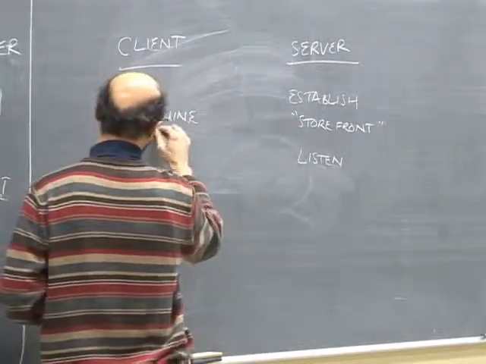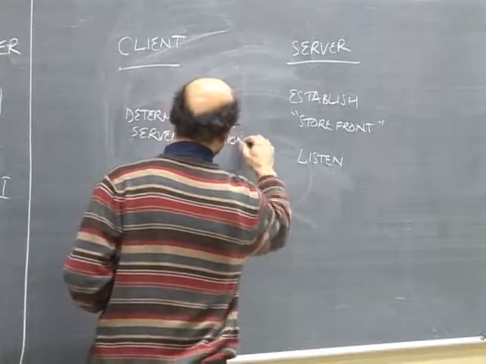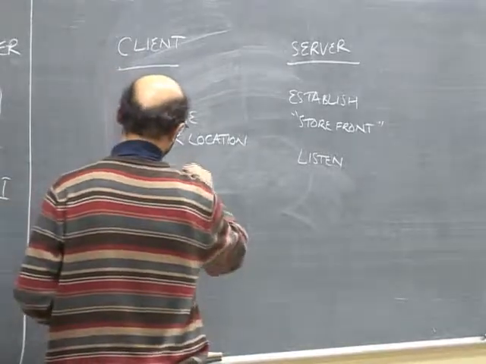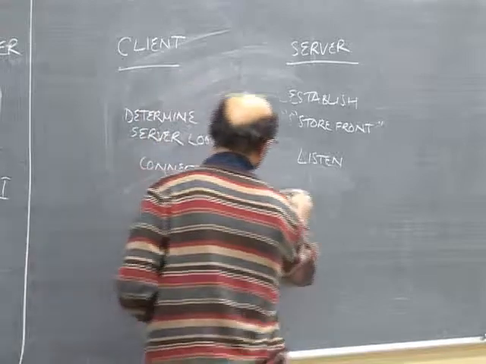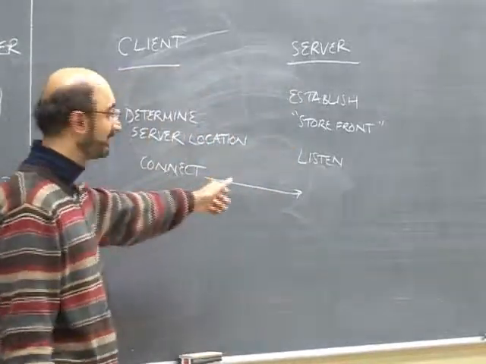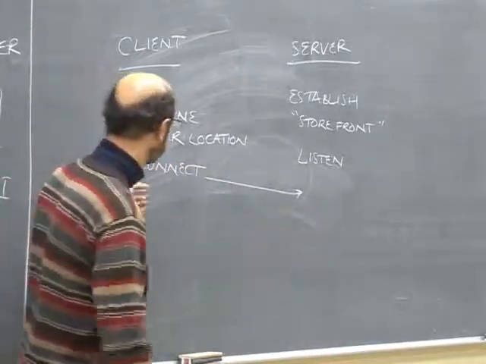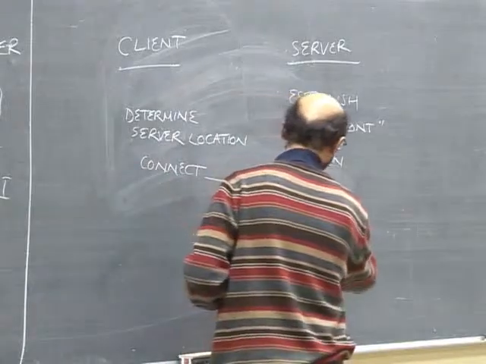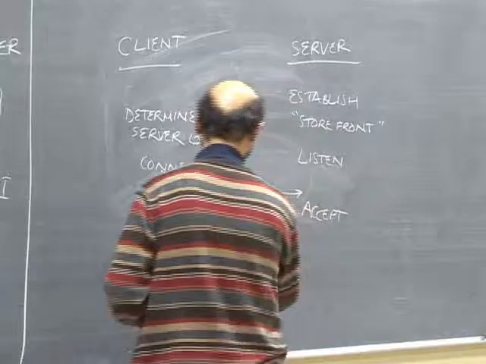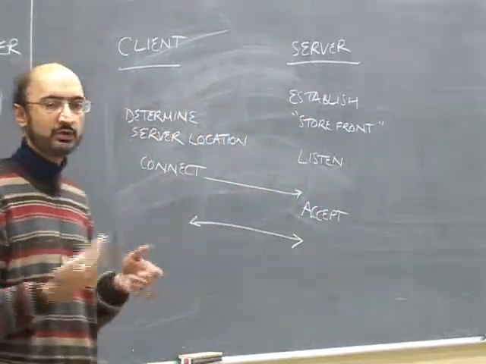the server location, right? You've got to figure out where the server is, and then you're going to connect. That's the first thing that's going to happen between the client and the server: the server has got to be listening, and the client has to knock on the door to connect. And when that happens, the server is going to do an accept of the connection, and after that, a connection is established, and both sides can now talk to each other.